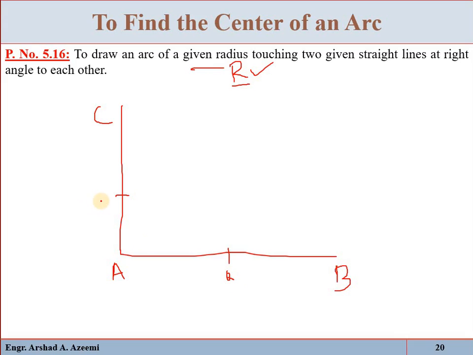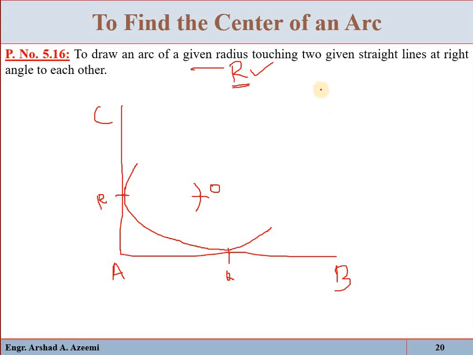Just mark P and Q. Just mark 2 points. Okay. Now with the center of these points and radius equal to R, mark here an arc and mark here an arc. Now suppose that is the center. Open a compass, place it here and just draw an arc, which will touch the given two lines at these points.